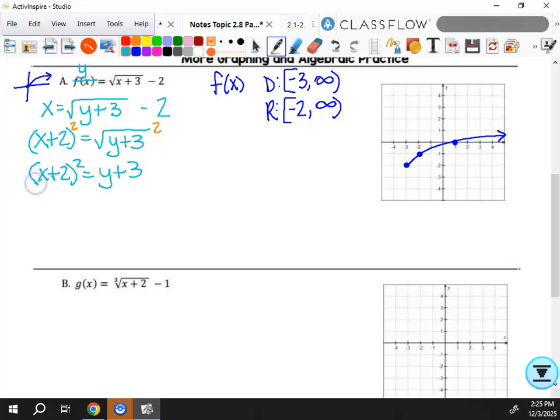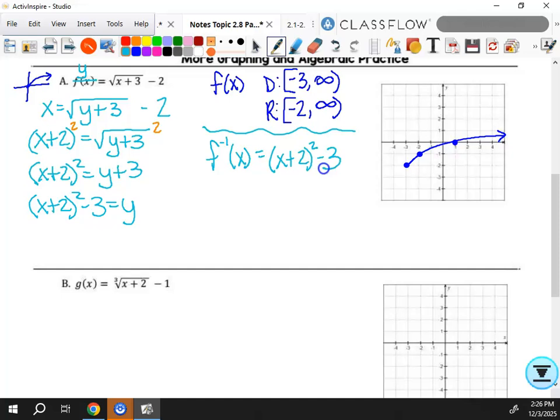Will this give me x squared plus 4? No. Okay? No. But I also don't have to multiply it out, so I really don't care what it's going to give me, right? I just want to make sure you know it's not x squared plus 4. So if I don't have to multiply it out, I'm not going to. I just need to move that 3, so this is going to give me (x plus 2) squared minus 3 equals y. So that means that f inverse of x equals (x plus 2) squared minus 3. Okay. Everybody okay with that?